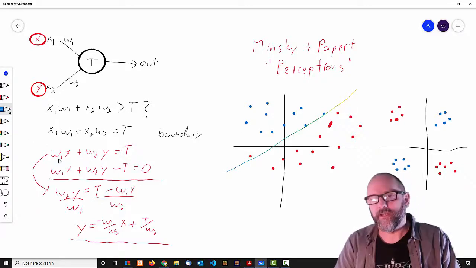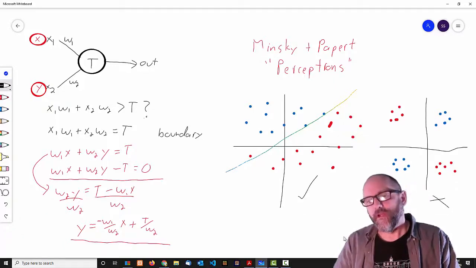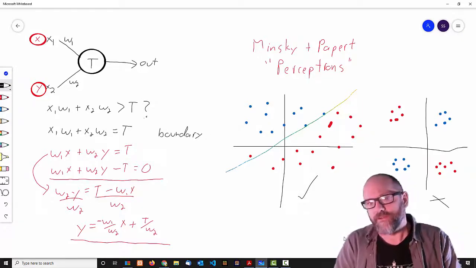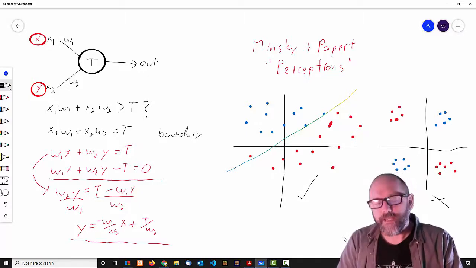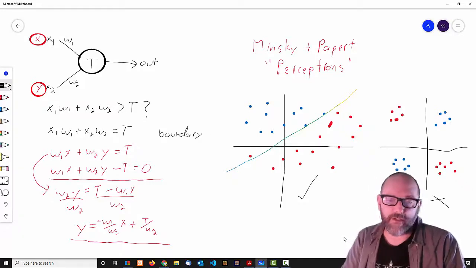Not a single straight line. So perceptrons can do this, but they can't do this. And they knew that the multi-layer perceptron could do it, but they didn't think that there was any general purpose way to train it. So anyways, that's the limitation of an individual perceptron, is that it can do a linear classification.